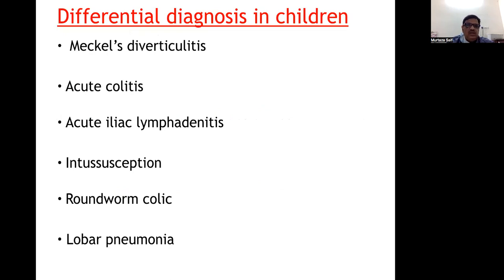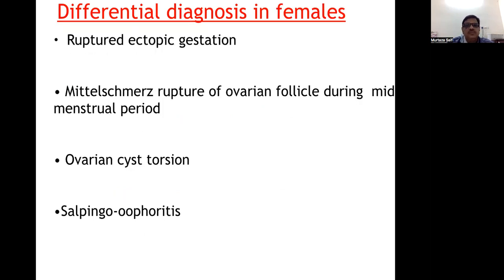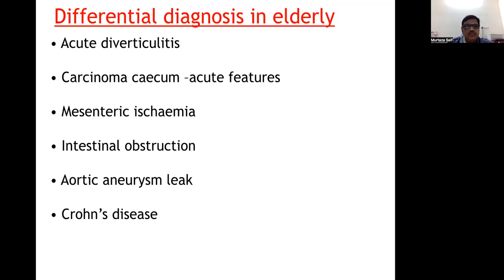Differential diagnoses, especially in children, are Meckel's diverticulitis, acute colitis, acute ileal lymphadenitis, acute intussusception, roundworm colic, and lobar pneumonia. These are all differential diagnoses in children. Differential diagnoses in females are ruptured ectopic gestation, mittelschmerz, rupture of an ovarian follicle during the menstrual cycle, ovarian cyst or torsion, and salpingo-oophoritis.